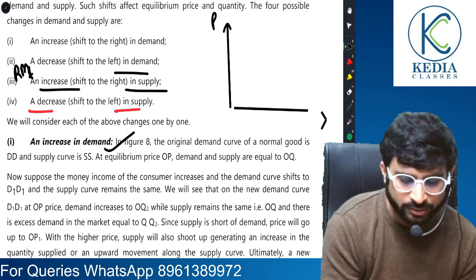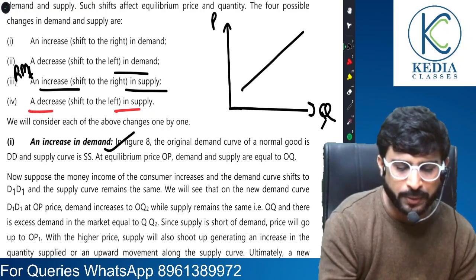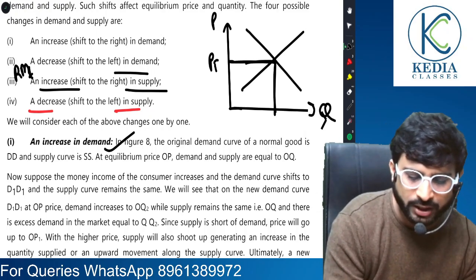So here is the price. Here is the quantity condition, right? This is the original supply, original demand, the OG condition as we call it. Equilibrium price and equilibrium quantity.